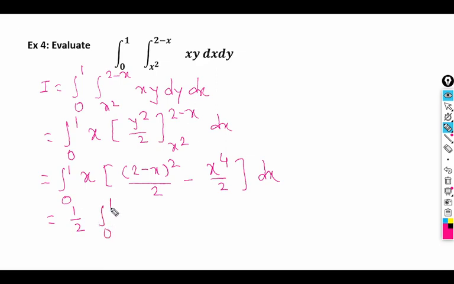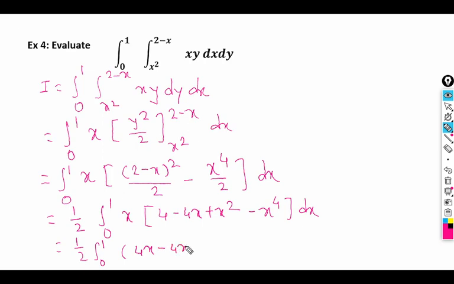So this 1 by 2 is a constant throughout, come outside. So this is integral 0 to 1, x as it is. Now I'm going to square this bracket, 2 minus x bracket square. So 2 square is 4, 4 minus 4x plus x square. This is the square of the first bracket, minus x raised to 4 as it is, dx. Now to integrate this, this x is still outside, so I will take x inside the bracket again. It is 4x minus 4x square plus x cube minus x5, dx.